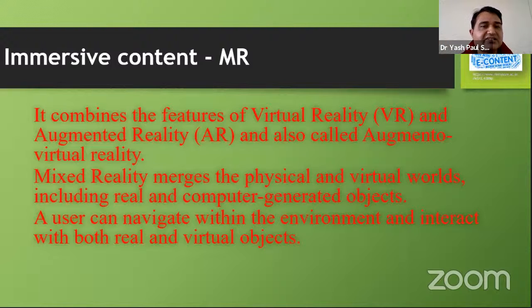So now what are the features? For example, if an MR tour is available for the same place, then what changes will you find there? Definitely some of the resources, maybe Gandhiji sitting over there in 3D modeling or something like that, and you are able to interact with that. So mixed reality merges the physical and virtual world, including real and computer generated objects. A user can navigate within the environment and interact with both real and virtual objects.